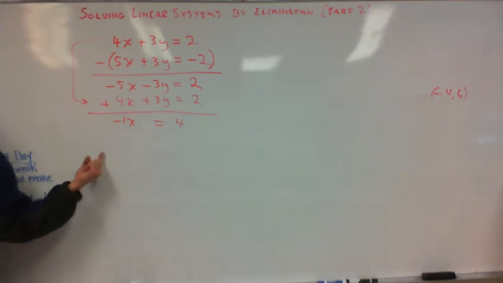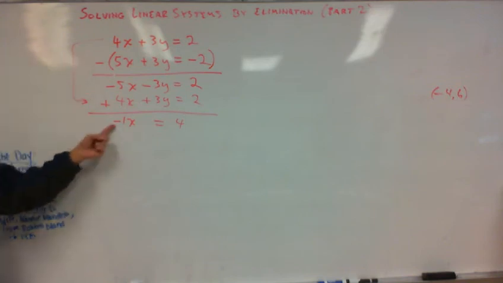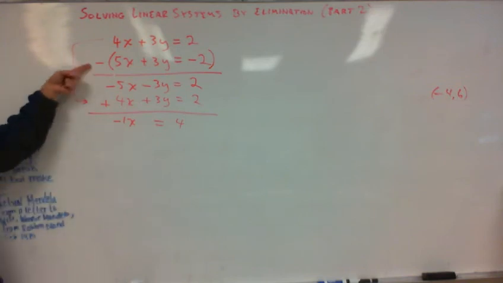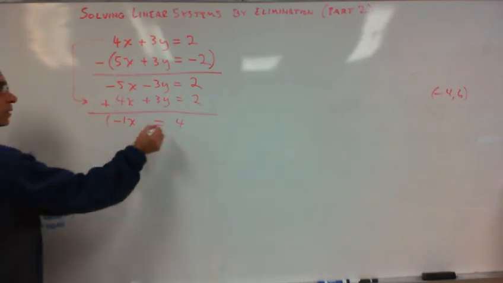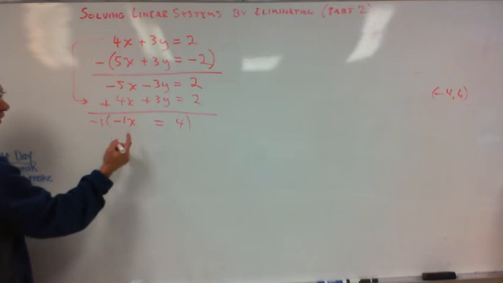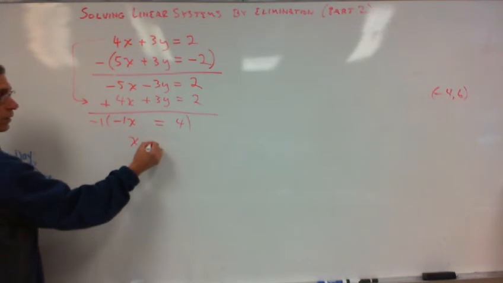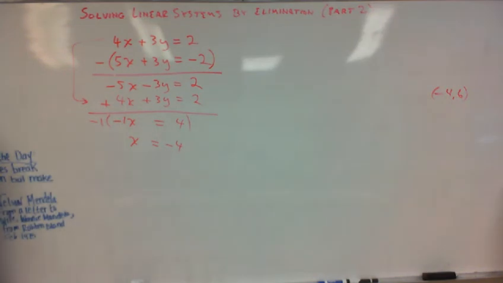I want to know what x equals. So, again, I want that to be a positive x, right? So I can multiply, just like I did up here, I can multiply everything by negative 1, right? Negative 1 times negative 1 is positive 1, x, equals negative 1 times 4 is negative 4. So x is negative 4. You see how I did that? Did you write any of this down? Weston, all this has to be written down.